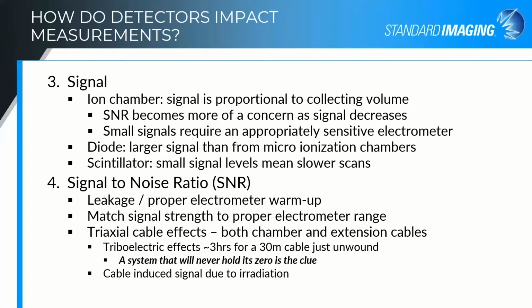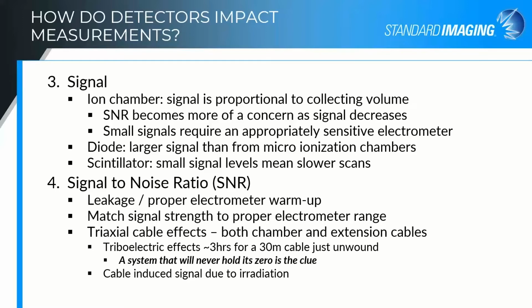With a scintillator, the smaller you make the scintillator, the smaller your signal level gets, just like an ion chamber. It's a geometric factor there. So a very small scintillator gets you a small signal level, which means if you're scanning with it, you have to do some slower scans.